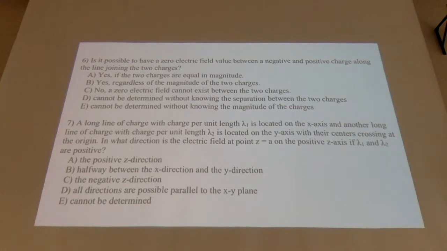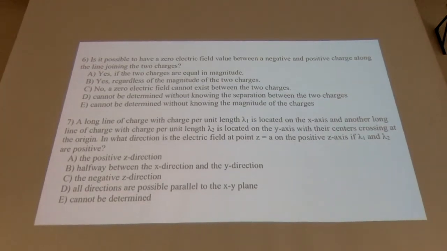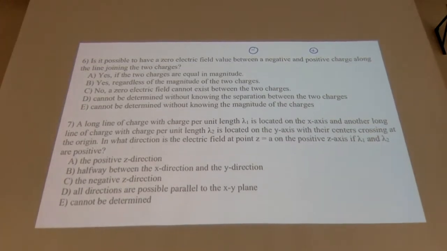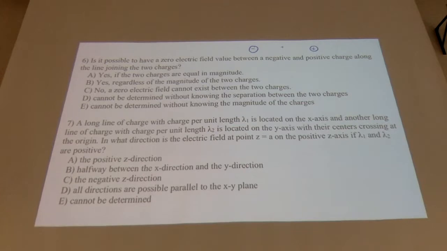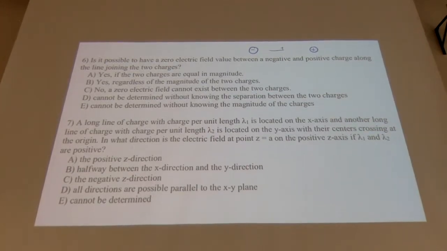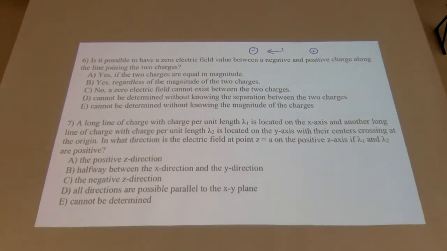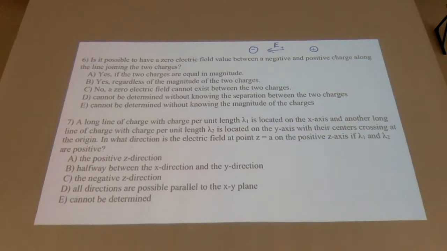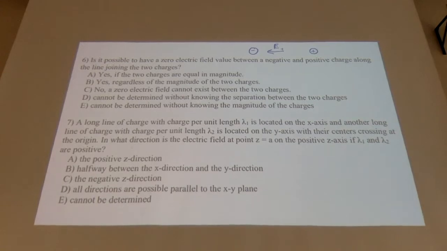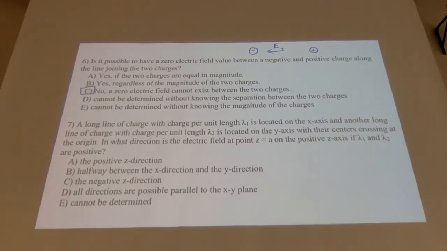Number 6, is it possible to have a 0 electric field value between a negative and a positive charge along the line between those 2 charges? So, positive and negative. If I drop a positive charge anywhere in between those 2, we know that it's going to feel a force that direction. It'll be attracted to the negative and repelled by the positive, which means that at all points in between those 2 charges, there will be an electric field pointing toward the negative charge. So, no, a 0 electric field cannot exist between the 2 charges.